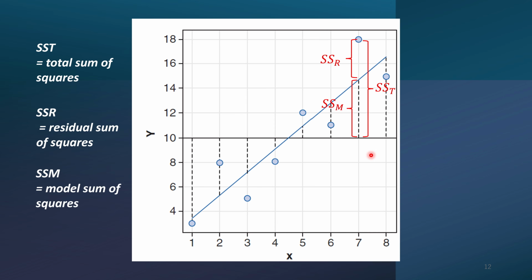Okay, this figure shows SSR, SST, and SSM again. SST is the total sum of squares. SSR is the residual sum of squares. SSM is the model sum of squares. And the relationship is here. The distance between the fitted line and the real data is SSR, the distance between the fitted line and the mean is SSM, and the total is SST. SST equals SSM plus SSR.